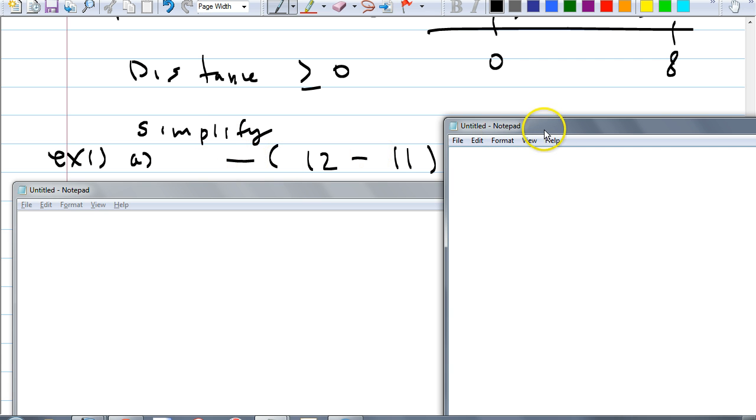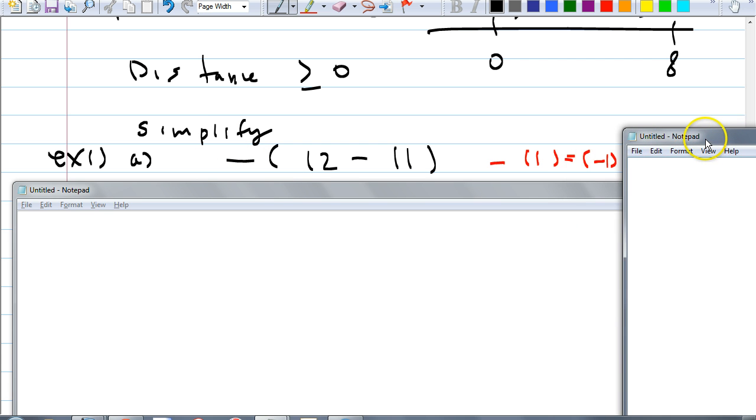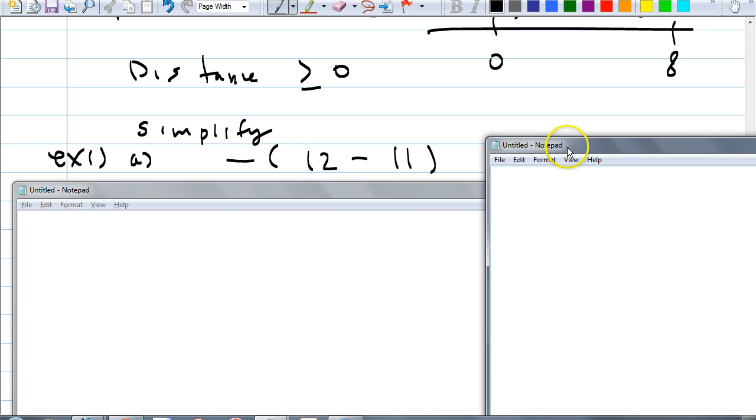Yeah, it means the same as multiplying -1 times that thing in the parentheses, right? So basically, you could think of this as -1 times parentheses 12 minus 11. In other words, what it's asking is, what's the opposite of 12 minus 11? You see what I mean? It's the same thing. You could think about it that way. Of course, we all know the answer.